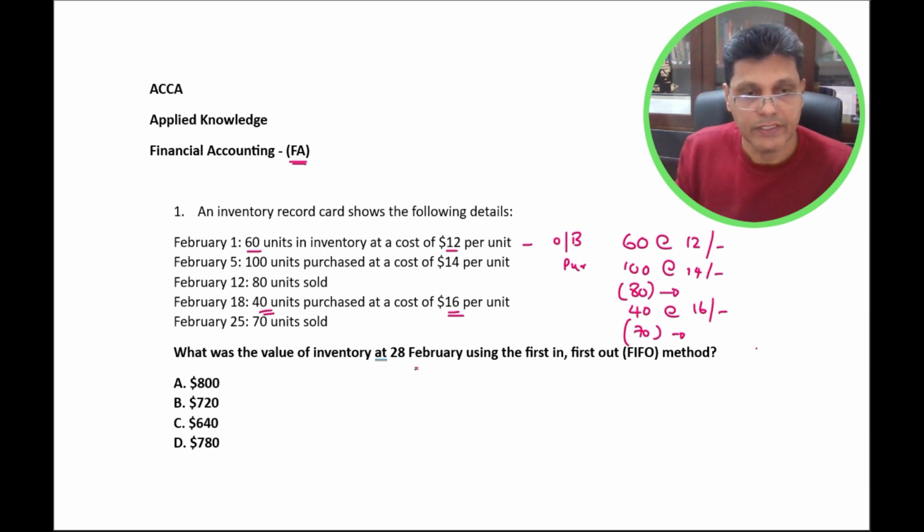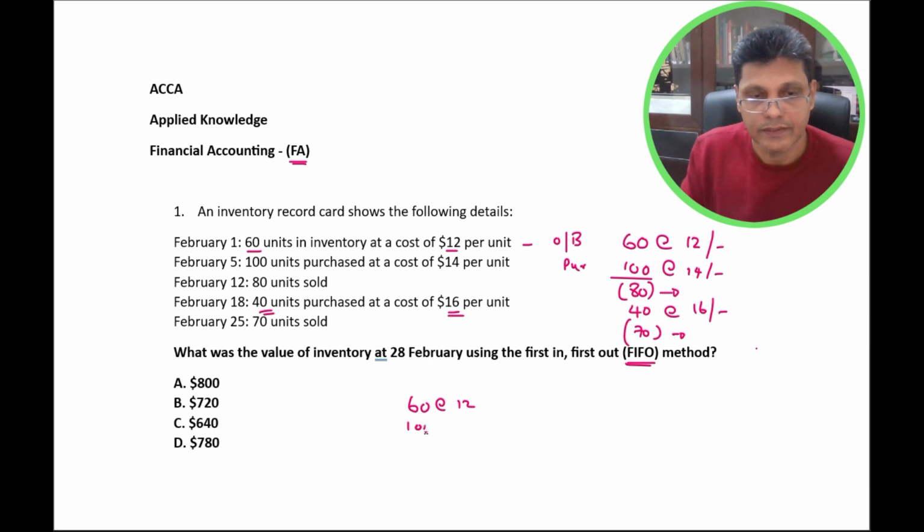What was the value of inventory at 28th February using the first in first out method? So they use the first in first out method, FIFO method. Based on that, let's calculate. Now 60 units at the rate of 12 and 100 units at the rate of 14. So the total quantity available is 60 at the rate of 12 and 100 at the rate of 14.